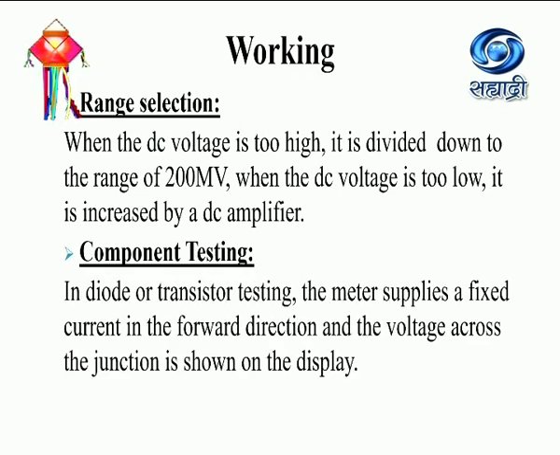Then we have component testing also. By using a digital multimeter, we can test different types of components. So if you test a diode and transistor, the meter supplies a fixed current in the forward direction and the voltage across the junction is shown on the display. So by using this block, we can test whether the component is working or not working.